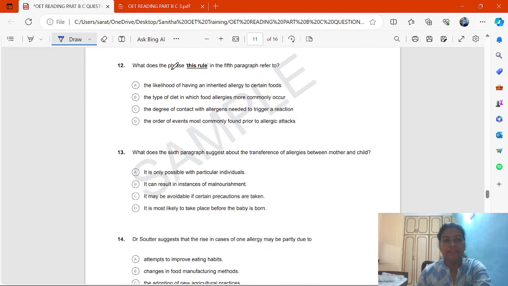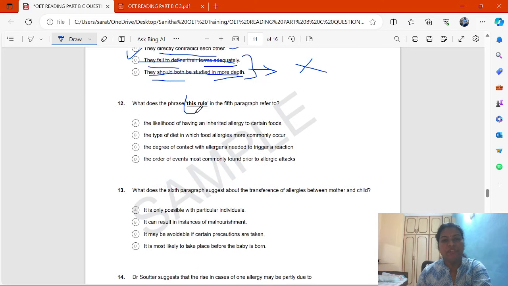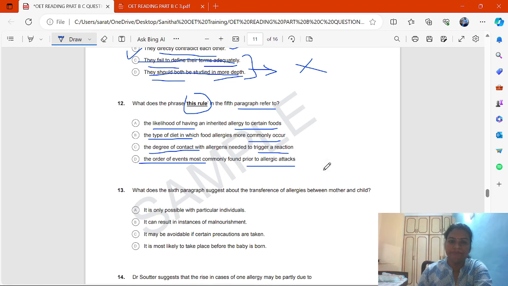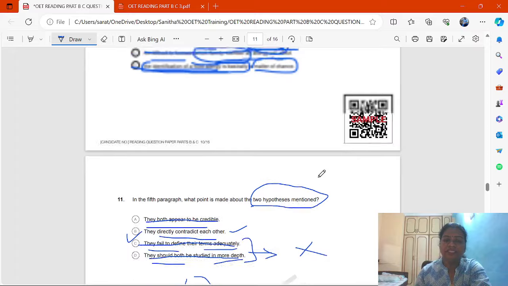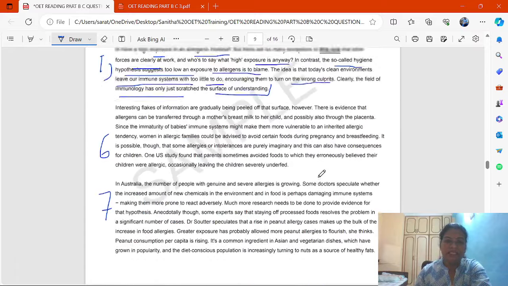Next question: what does the phrase "this rule" in the fifth paragraph refer to? The options are: the likelihood of having an inherited allergy to certain foods, the type of diet in which food allergies more commonly occur, the degree of contact with allergens needed to trigger a reaction, and the order of events most commonly found prior to allergic attacks. We will get this answer from the same paragraph.